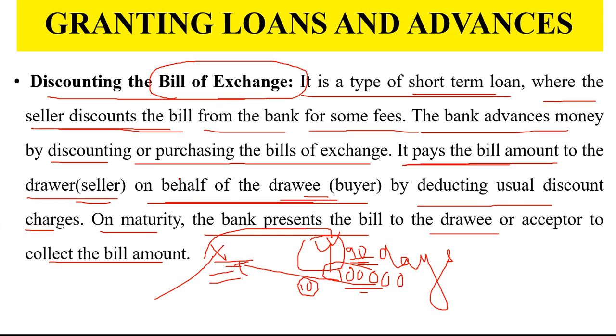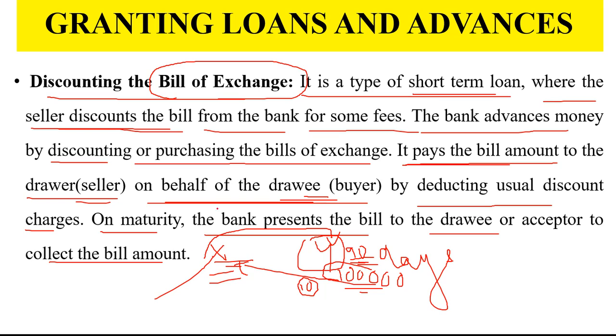I hope you have understood. Now I will explain this again. X is the seller, Y is the buyer. X sells goods of 1 lakh rupees to Y on credit, and in return X draws one bill of exchange on Y: you have to pay me 1 lakh rupees after 90 days. In between this 90 days, X needs money. X knows that Y is going to pay after 90 days, but in an urgent or emergency case, X needs money. So what does X do?